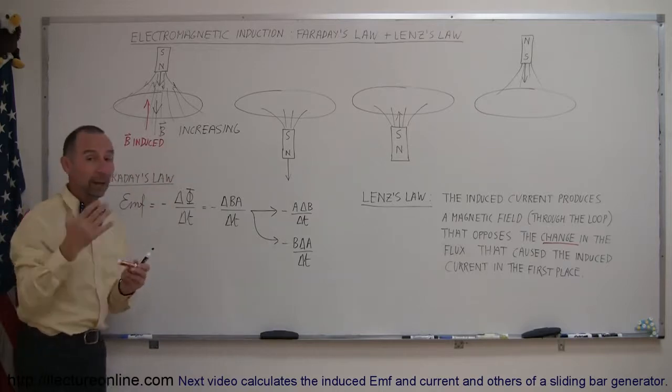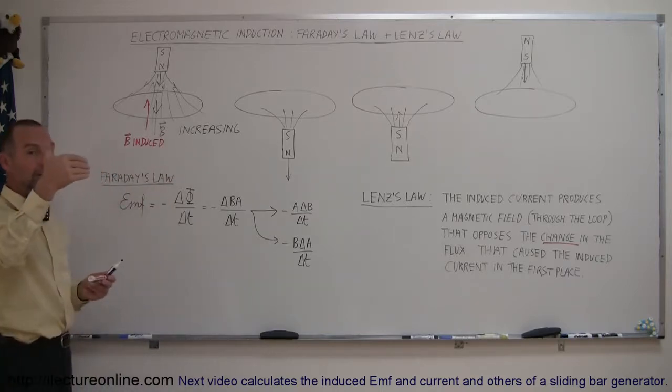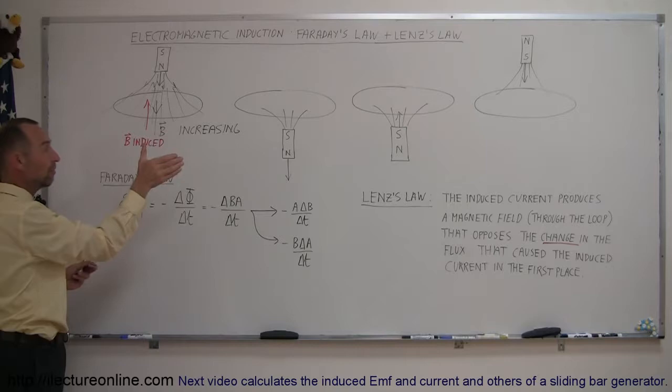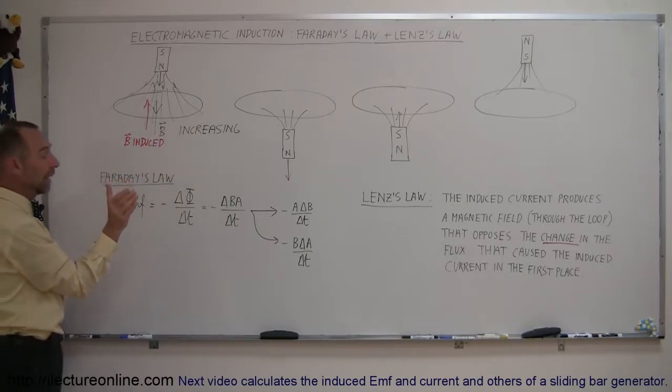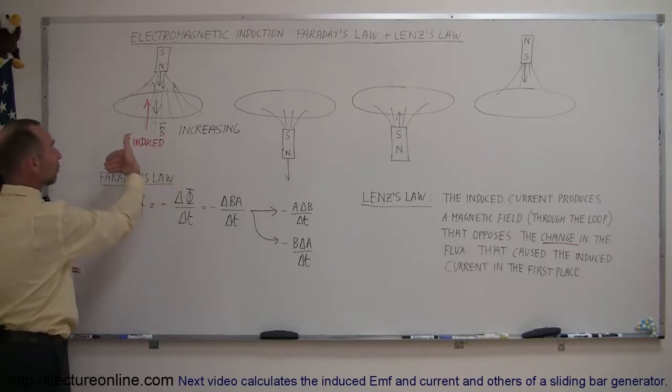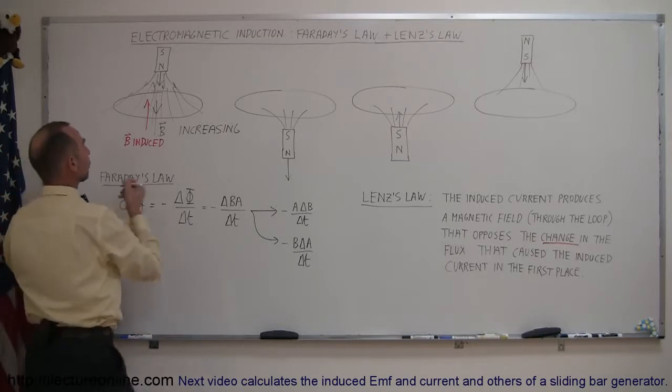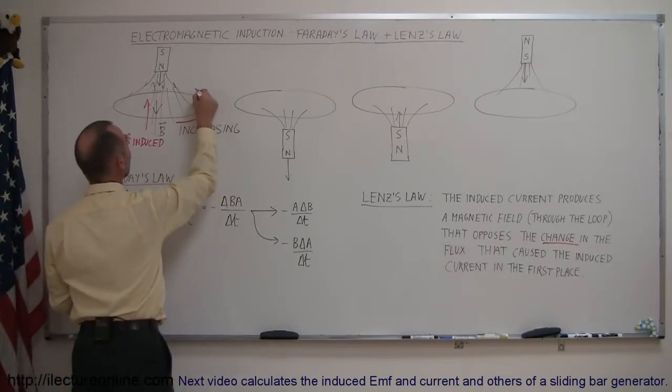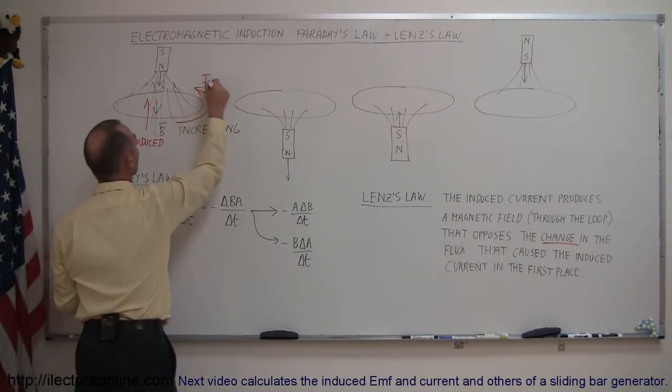Now you're ready to use your right-hand rule. If I point my thumb in the direction of the induced B field, or the induced magnetic field, and then I curl my fingers in the direction of the induced current, that means that the induced current in this case will be in this direction. I induced.